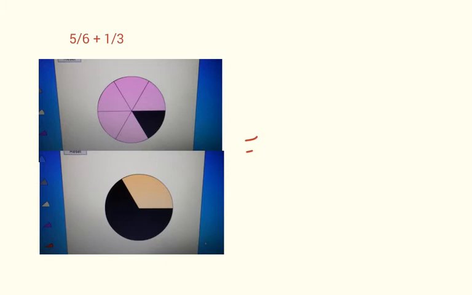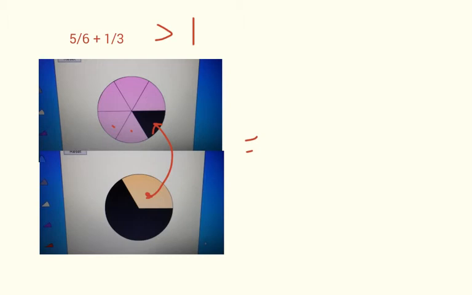Let's take a look at 5/6 plus 1/3. In this situation, I had to do 2 separate fraction circles because I can tell that my answer is going to be greater than 1. If I were to try and put this 1/3 piece up here, I would run out of space. So I know already that it's going to be greater than 1 whole fraction circle. Just by looking at my pieces, I can tell that 2 of these pink pieces would be the same amount as 1 of these brown pieces.